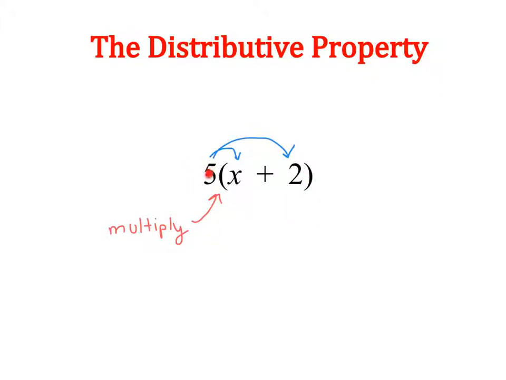So this is going to remind us to multiply to both terms. So I'm going to multiply 5 to x, and then I'm going to multiply 5 to 2. So 5 times x is just 5x. 5 times 2 is 10. So 5 times x plus 2 becomes 5x plus 10. So you just have to make sure that this number on the outside gets multiplied to any term that's inside your parentheses. And remember, when we read this, we read the parentheses as times because it is multiplication.